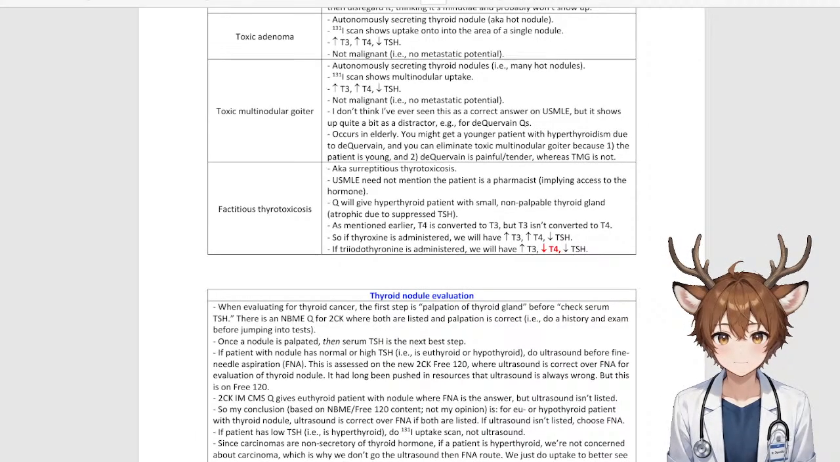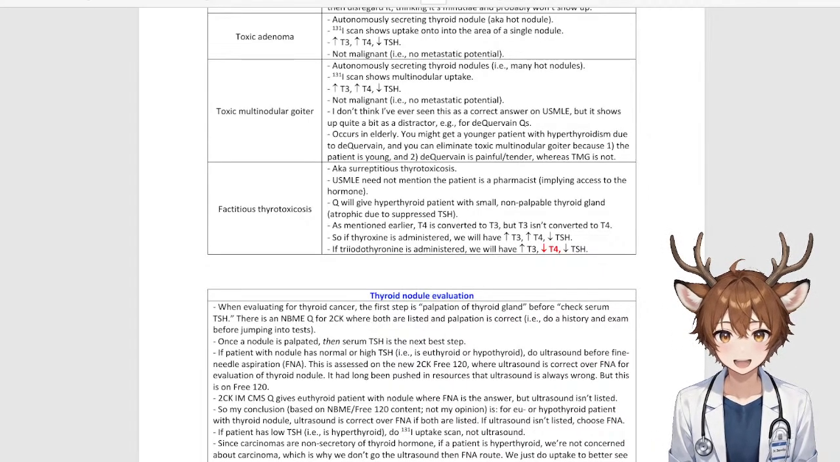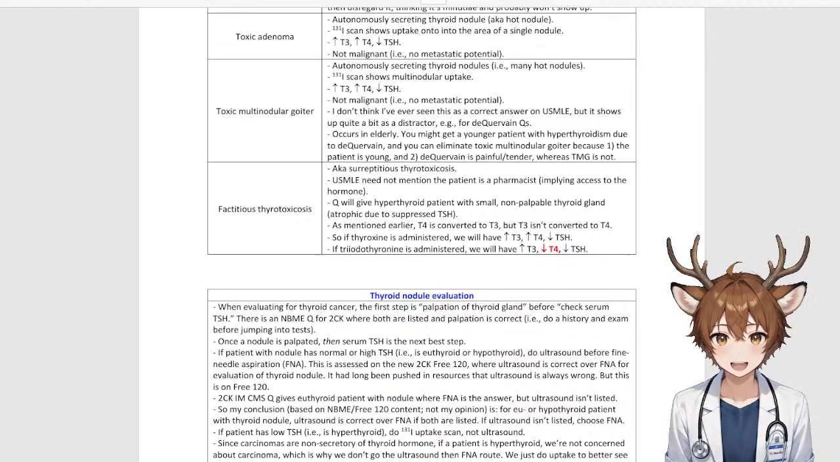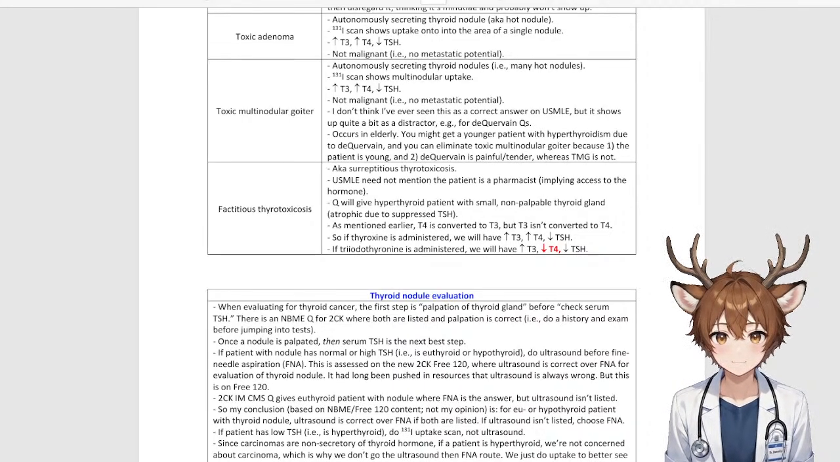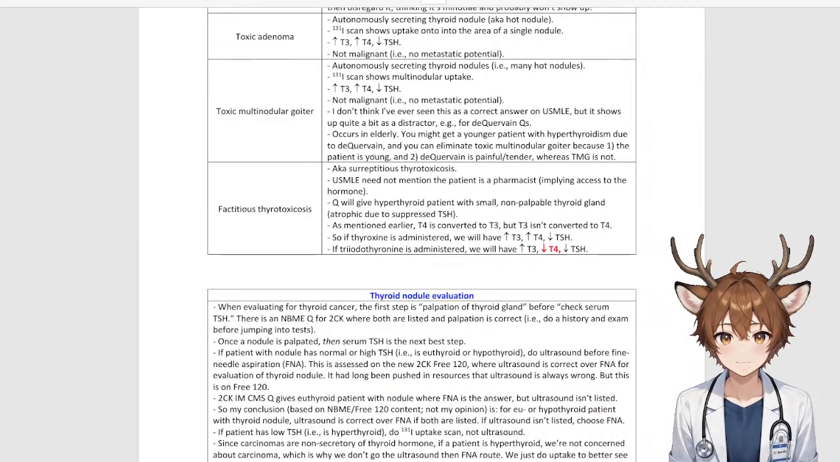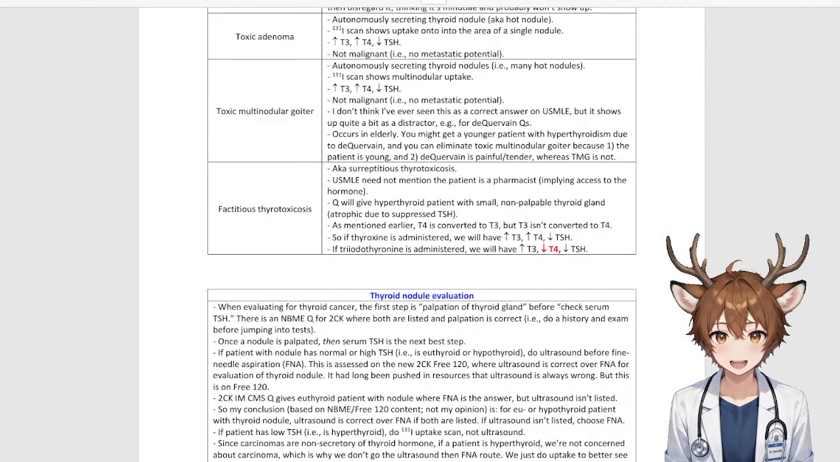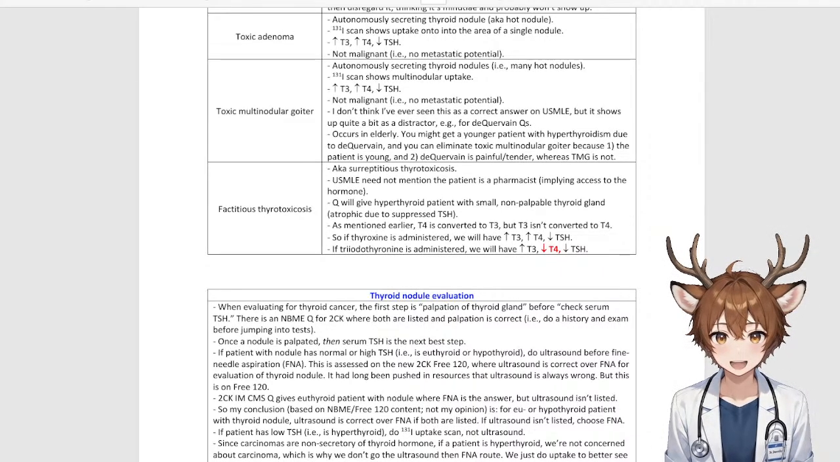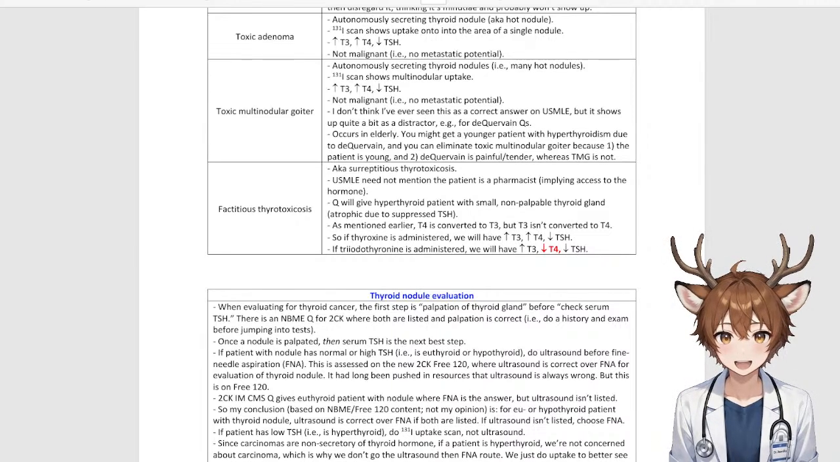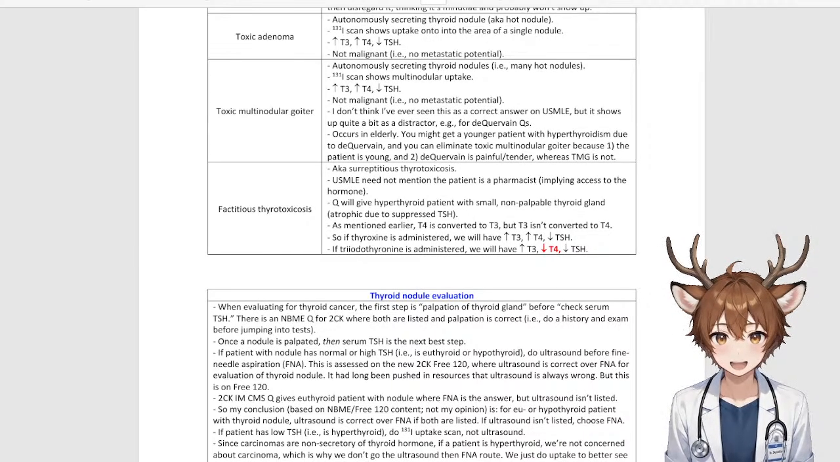Toxic adenoma. Autonomously secreting thyroid nodule, aka hot nodule. 131 iodine scan shows uptake into the area of the single nodule, elevated T3, T4, and a decrease in TSH, not malignant, i.e. no metastatic potential. Toxic multinodular goiter. So for toxic multinodular goiter, autonomously secreting thyroid nodules, i.e. many hot nodules, 131 iodine scan shows multinodular uptake, elevated T3, elevated T4, and a decrease in TSH. It's not malignant, i.e. no metastatic potential.